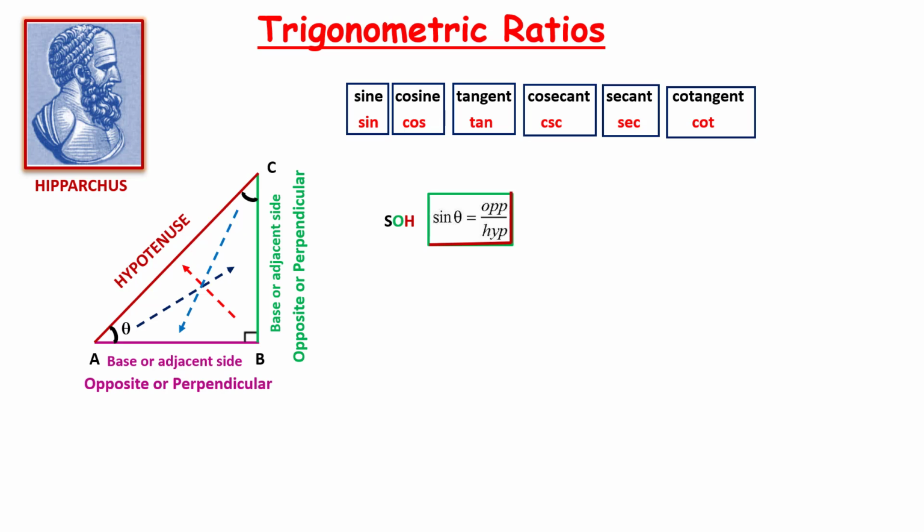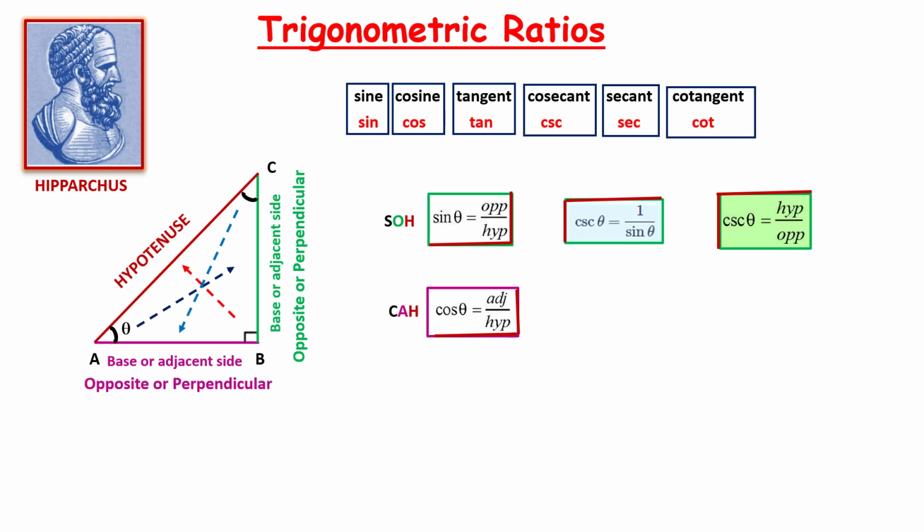The ratios of the sides of the right-angled triangle are related to the angles as follows: sin theta is equal to opposite side by hypotenuse, and cosecant theta is the reciprocal of sin theta. Therefore, cosecant theta is equal to hypotenuse by opposite side. Cos theta is equal to the adjacent side by hypotenuse. Secant theta is the reciprocal of cos theta. That's why it is hypotenuse by adjacent side.